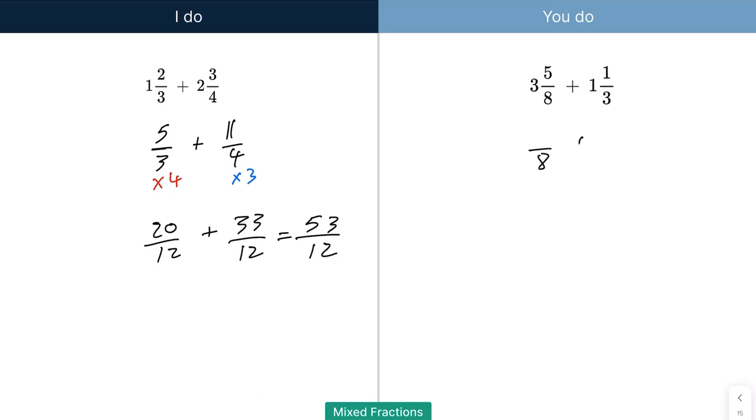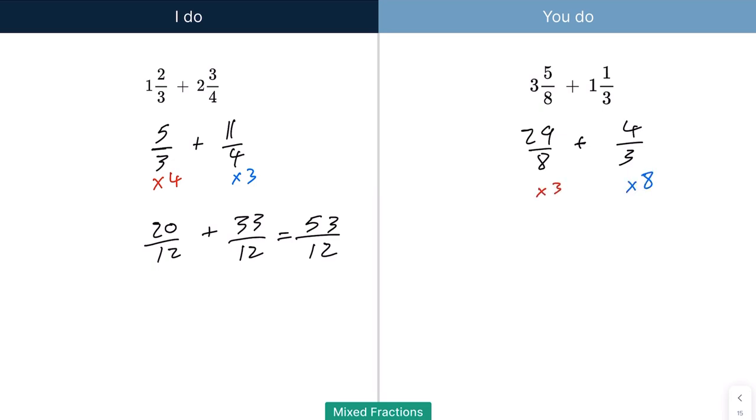So the denominators stay the same. So I'm going to do 8 times 3, which is 24. And then I'm going to add 5 to that, and that gives me 29. And on this side, it's 1 times 3 plus 3, which is just 4 over 3. Now all I need to do is make the denominators the same. So multiply this side by 3, multiply this side by 8.